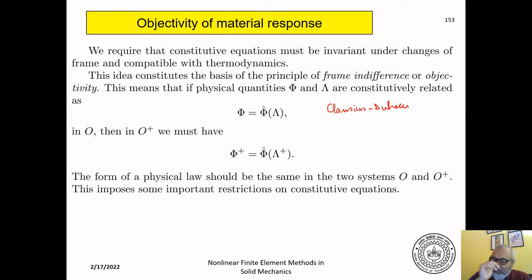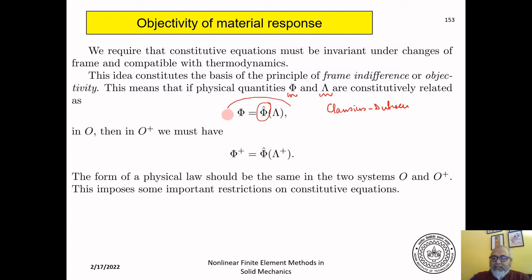So, for example, consider that a quantity phi and a quantity lambda are constitutively related. That means that there is an experimentally determined functional relationship between phi and lambda. Phi can be something like stress, lambda can be something like strain, and they are related by this function.